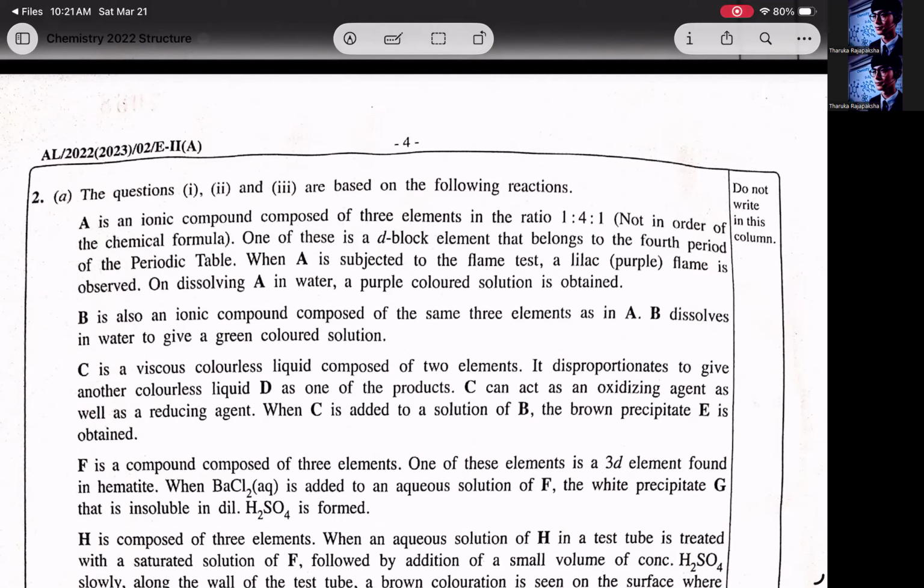On dissolving A in water, purple color solution is obtained. So what is the only thing which dissolves in water and gives a purple color? MnO4 minus, right? And this ratio will satisfy that. So this will be manganese, this will be oxygen, and this is potassium. A is an ionic compound.